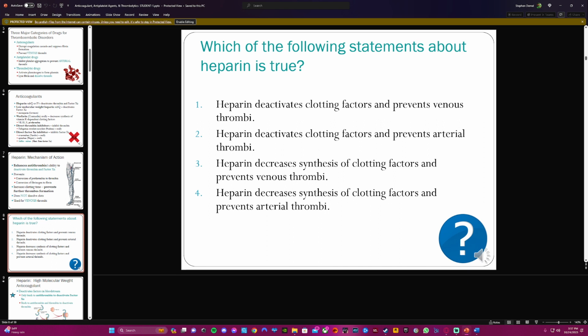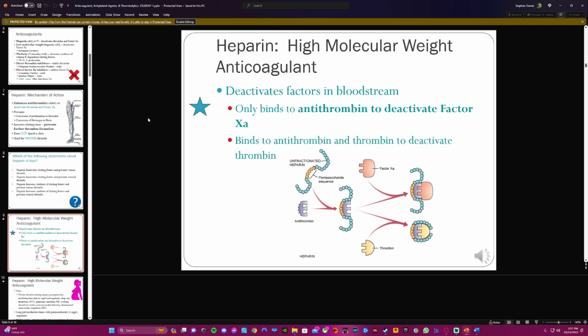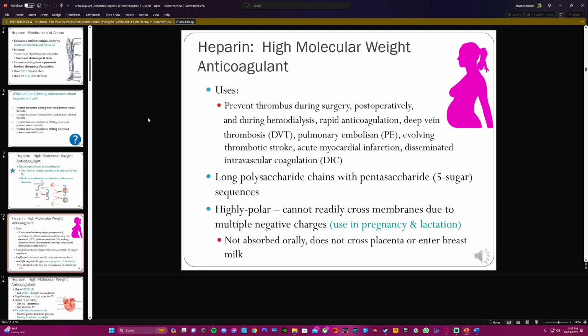Which of the following statements about heparin is true? Heparin decreases synthesis of clotting factors and prevents venous thrombi. Heparin, a high molecular weight anticoagulant, deactivates factors in the bloodstream, only binds to antithrombin to deactivate factor Xa. This binds to antithrombin and thrombin to deactivate thrombin. Heparin, high molecular weight anticoagulant.